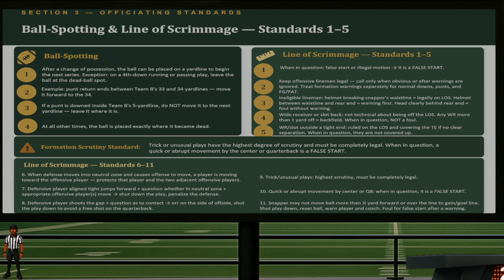Standard 9. Formations during the execution of a trick or unusual play have the highest degree of scrutiny and must be completely legal. Standard 10. When in question, a quick or abrupt movement by the center or quarterback is a false start. Standard 11. The snapper shall not move the ball more than 1/2 yard forward when taking his stance, nor allow the ball to be moved over the line to gain or goal line. Shut down the play, reset the ball, and warn the player and his coach. A foul for a false start shall be considered after a warning.